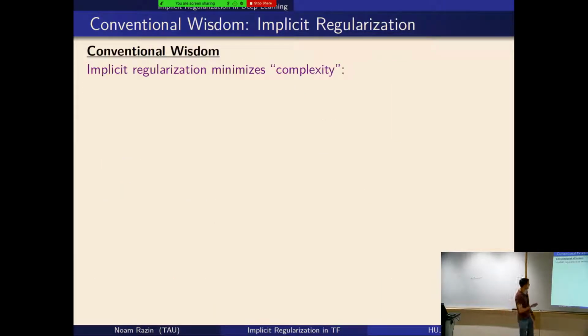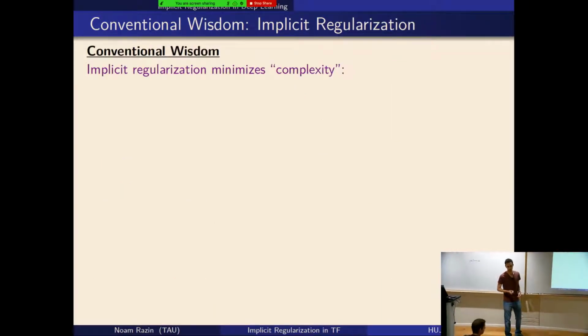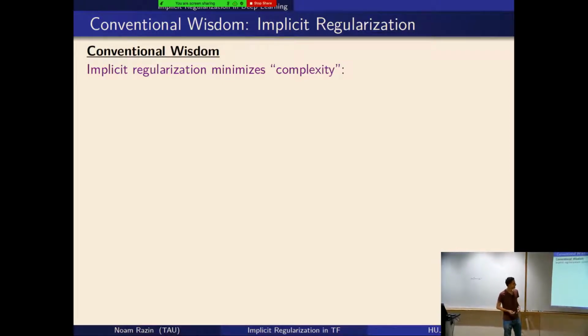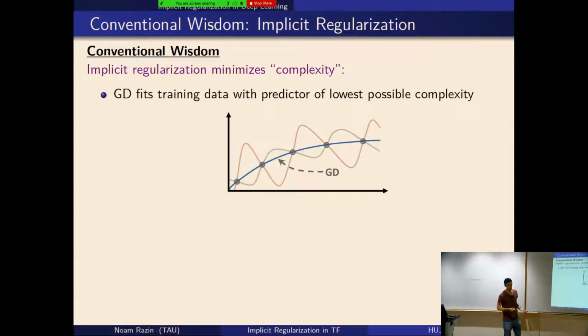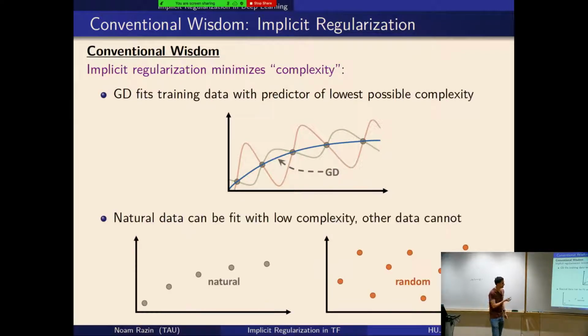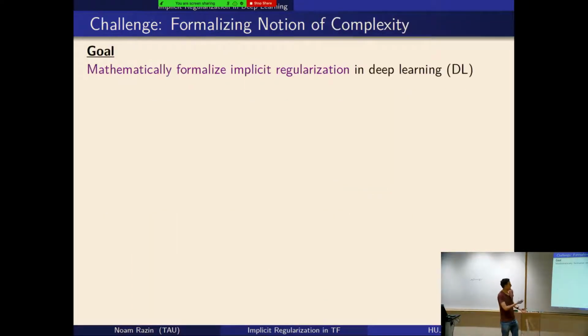The conventional wisdom around this is that the optimization algorithm we use, here specifically it's gradient-based optimization, induces some form of an implicit regularization, according to which gradient descent doesn't just fit the data with an arbitrary predictor, but rather with one which is simple in a certain sense. It has low complexity for some notion of complexity which we can't quite pinpoint. And the reason that this leads to generalization for natural data, while on other types of data such as random it does not, is that we can fit natural data with predictors of relatively low complexity. So a central goal in the theory of deep learning is to mathematically understand this effect.